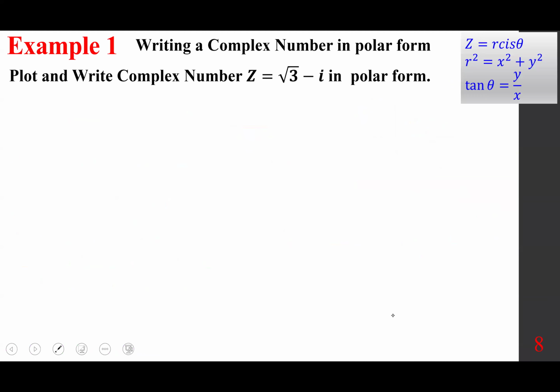All right. Let's start with the first example, writing complex numbers in polar form, reminding you z is r cis theta, shorthand notation, r squared is x squared plus y squared, tan theta equals y over x. So plot and write the complex number z equals square root of 3 minus i in polar form. So that's what we want to do.